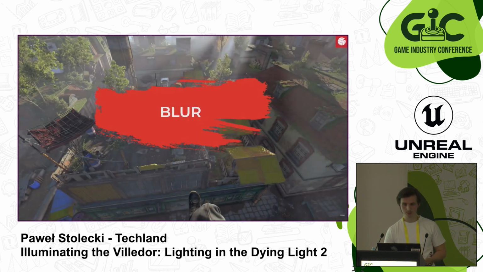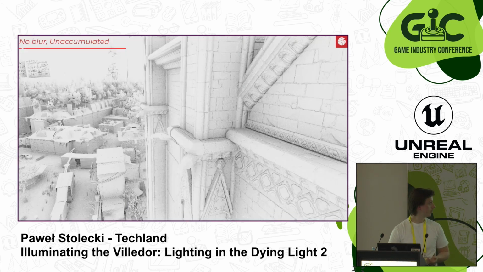So the final step in the algorithm is a blur pass. It acts as a denoiser for freshly disoccluded pixels, which for a couple of frames are too noisy to be presentable to the player. And let's see the differences visually. So this is the screen without any accumulation, without any blur. It looks pretty noisy. It's unacceptable to be presented to the player.